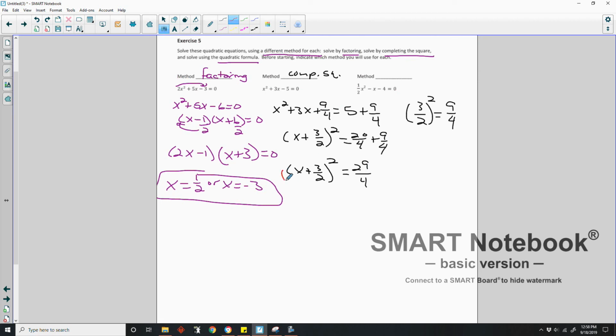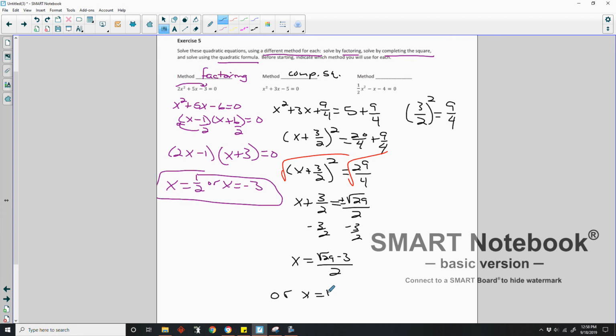Now we finally take the square root of both sides, like so, and we will get x plus 3 over 2 equals the square root of 29 over 2. And then subtract 3 halves from both sides, and we get x equals the square root of 29 minus 3 over 2. And I forgot my plus or minus here. So, or x equals the negative square root of 29 minus 3 over 2. So either one will work. And you could have it the other way around.